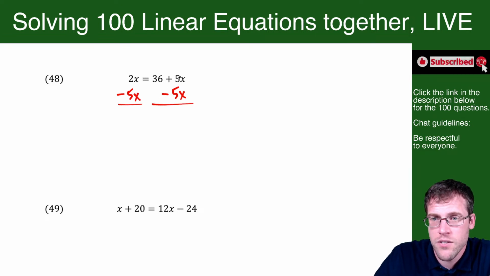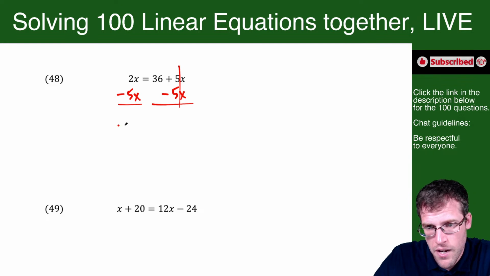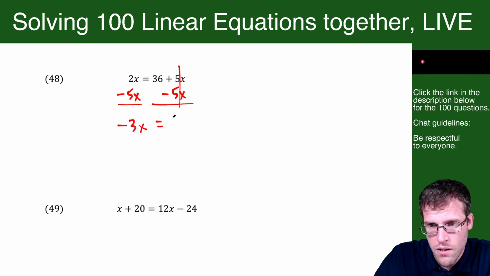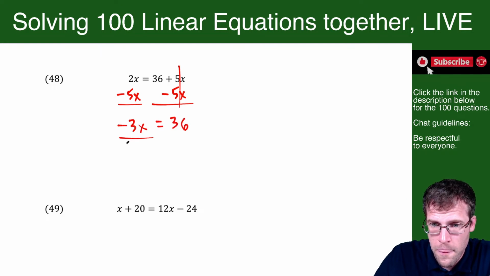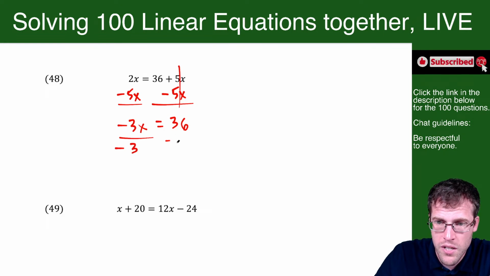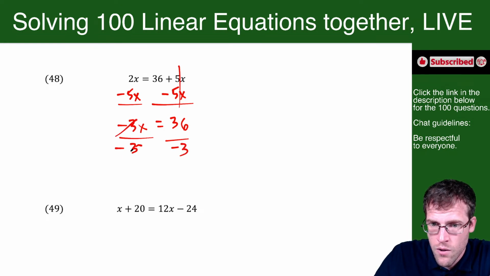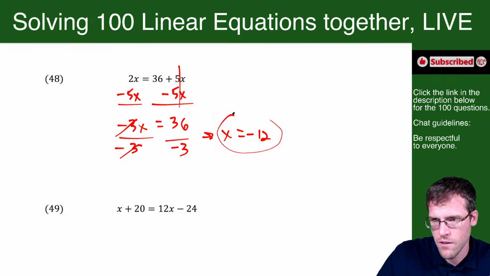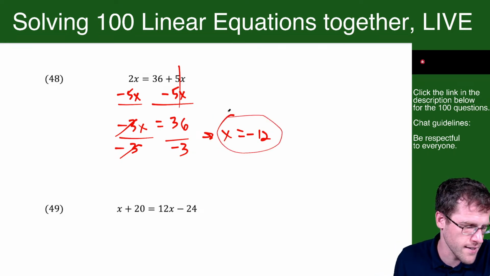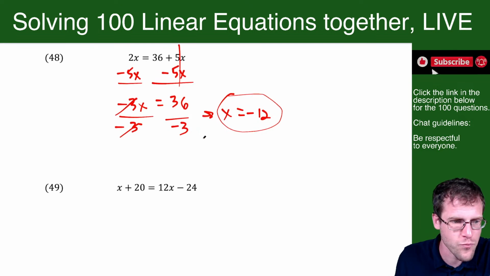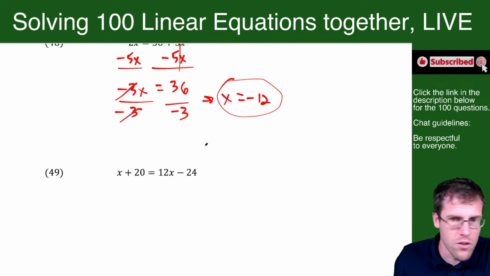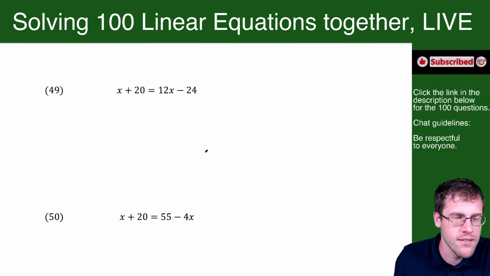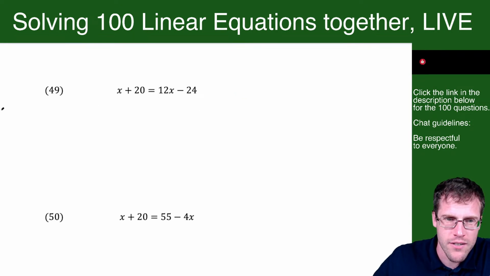So minus 5x on both sides. 2x minus 5x is minus 3x. And that's equal to just 36. Divide both sides by negative 3. And now x equals 36 divided by negative 3 is negative 12. And that is, let me draw that a little nicer. That is our solution to 48. We have x equals negative 12. All right. 49. Here we are.